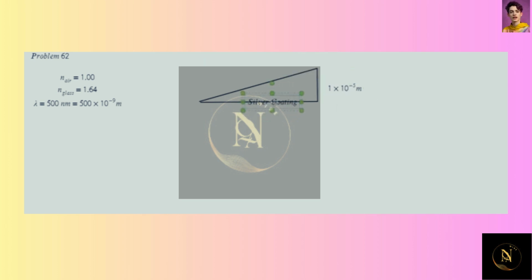And what we're looking for, so this is the silver coating at the bottom of the plate, is the distance from some origin. So if we take our origin here, we're looking for the distance from this origin to some position x, such that when light comes here and reflects, there's going to be constructive interference. So let's go ahead and draw a light ray diagram.